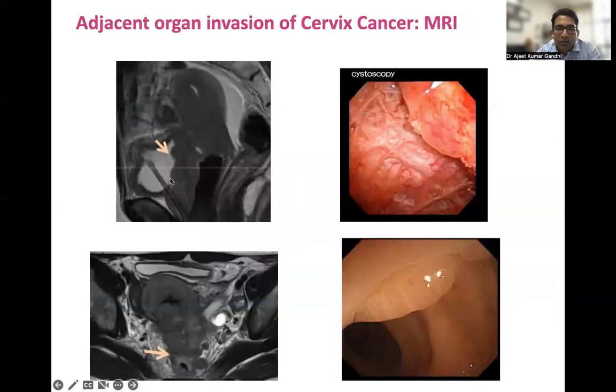MRI would also help us delineate or understand the anterior bladder wall invasion or the posterior rectal invasion. However, it has to be corroborated with endoscopic findings along with a biopsy.